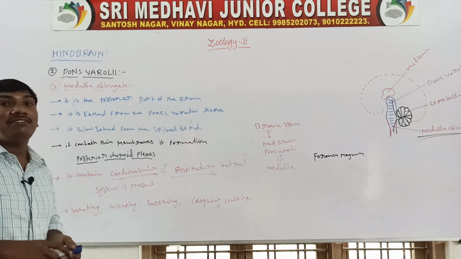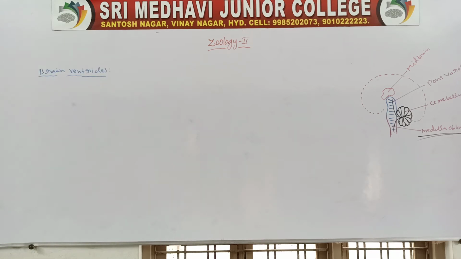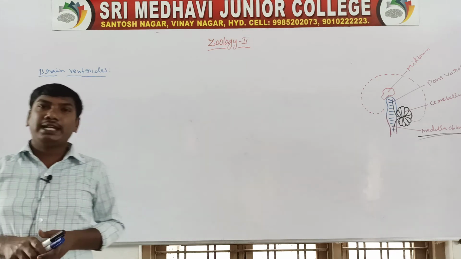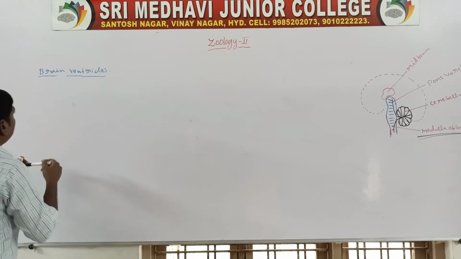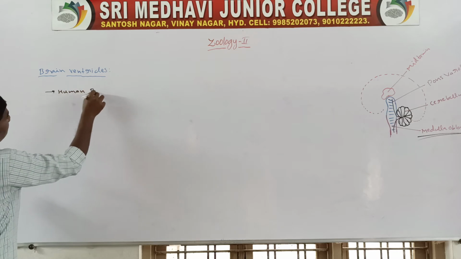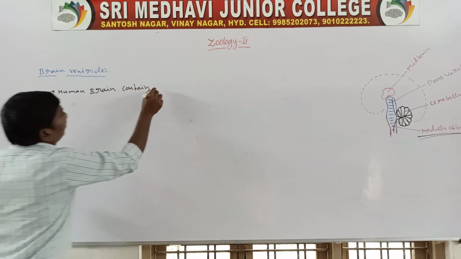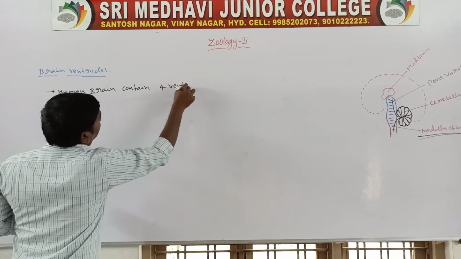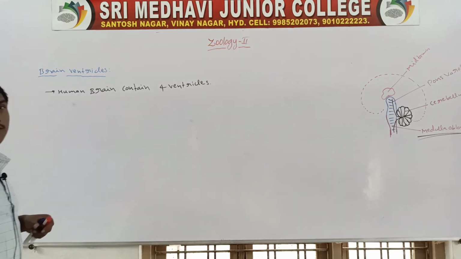Next, brain ventricles. The human brain contains 4 ventricles.